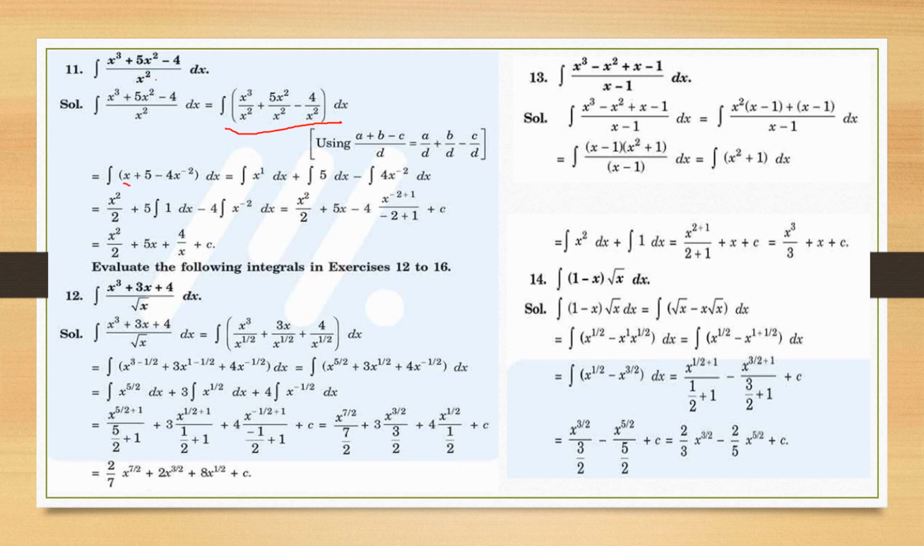It is, you get x plus 5 minus 4x raised to power minus 2. Okay, so if the power is more than 1, then it's better to take the variable power to the numerator. So it becomes the integral of x raised to power 1 plus 5 dx minus 4x minus 2. So it becomes x square by 2. This is 5 into 1 dx, which is 5x, and here you will use the power rule, so it is minus 4 x raised to power minus 2 plus 1 upon minus 2 plus 1 plus c. So it is like this. This is the required answer.